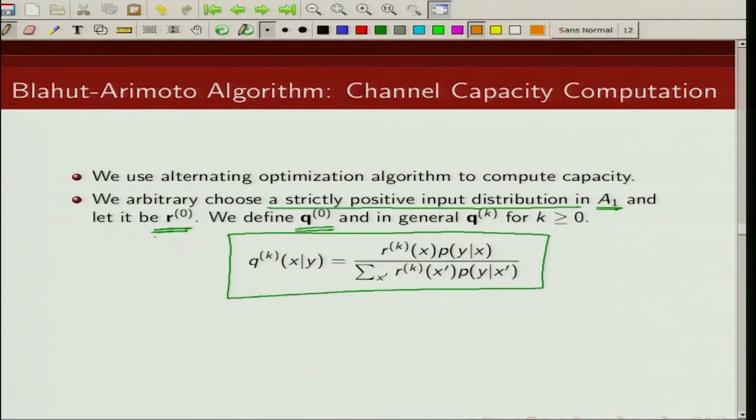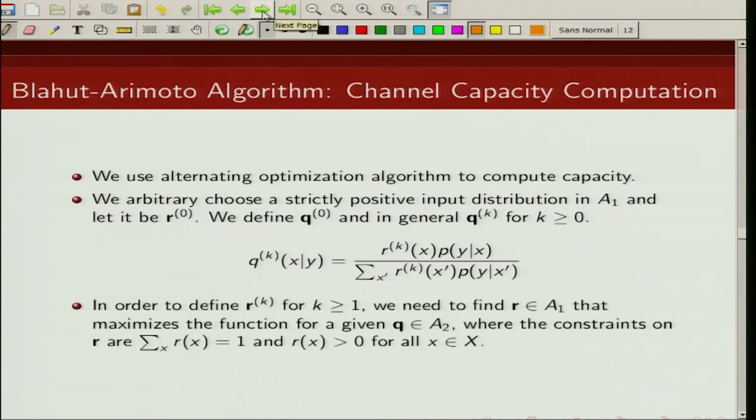So that's why we start off with some initial arbitrary input distribution which is strictly positive, R0, and then we have to find Q0. For that we are going to use this. Now once you know Q0, you need to find R1. And how do we find R1? Or in general, for any k greater than or equal to 1, we need to find R at time k.